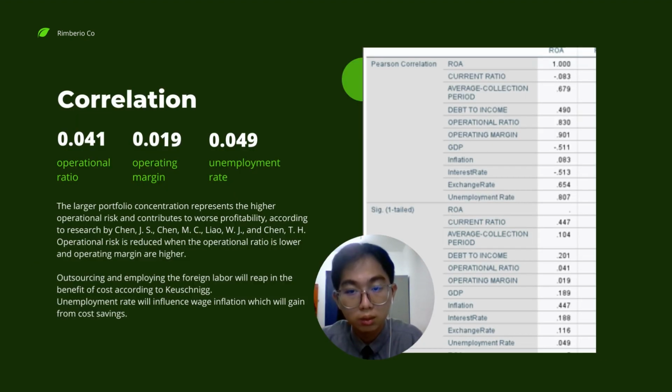In the correlation table, there are some variables that have a relationship with the dependent variable because the p-value is less than 0.05. The variables which have a relationship with the dependent variable are the operational ratio, operating margin, and the unemployment rate. We found that a larger portfolio concentration represents higher operational risk and contributes to worse profitability. Then the operational risk is reduced when the operational ratio is lower and operating margin is higher. That's how the operational ratio and operating margin have a relationship with the return on asset.